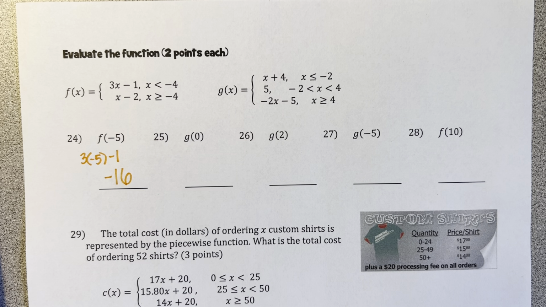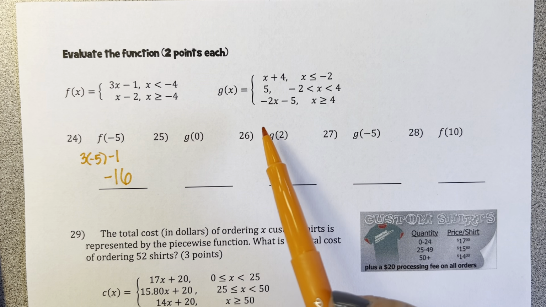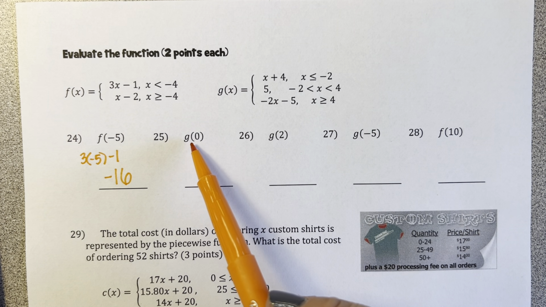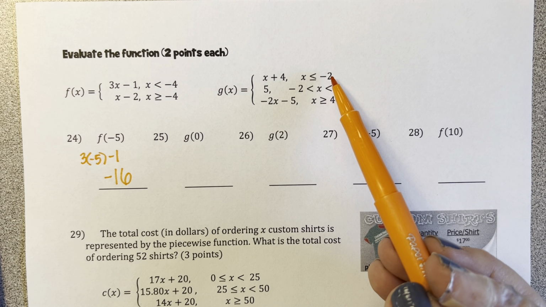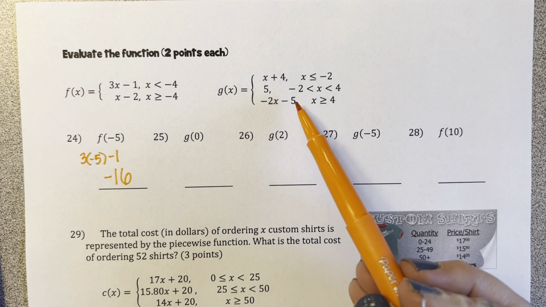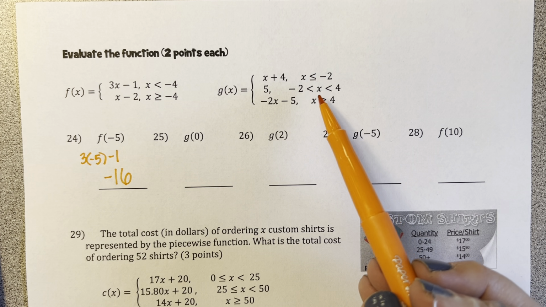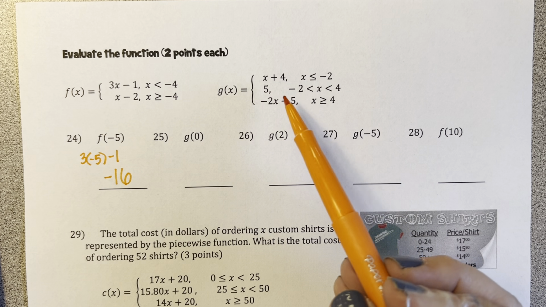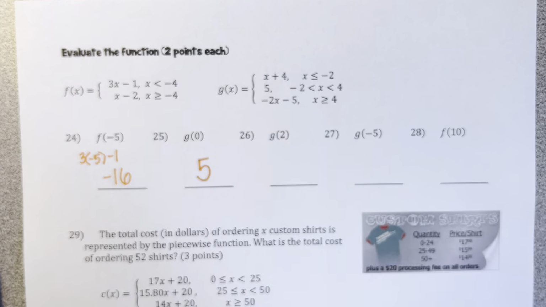Okay, my next one is g of 0. So I'm coming over here to g, and then I have to determine, okay, so I'm looking to figure out, well, what would it be if x was 0? Is that less than -2? No. Is that in between -2 and +4? Yes. So it's telling you, hey, if x is in between -2 and +4, then the answer is just 5. You don't even have to do anything. It's just y is 5.